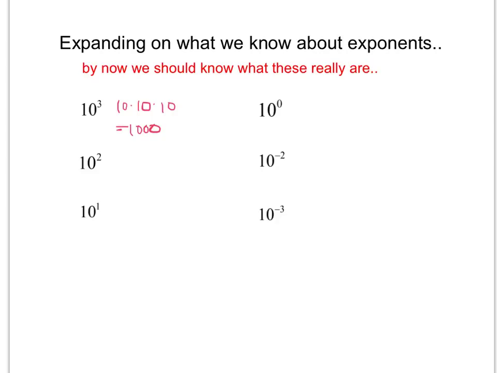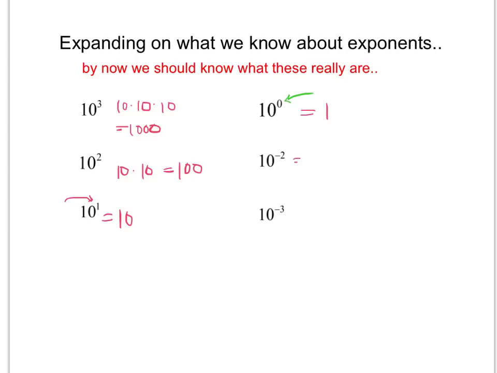And we can keep going and doing this, and we can say that this is 10 times 10, which we know is 100. 10 to the first power is just 10, because remember, anything to the first power is always itself. The next rule that we have is anything to the zero power. What do we know that is? Well, we know that this is always equal to 1.